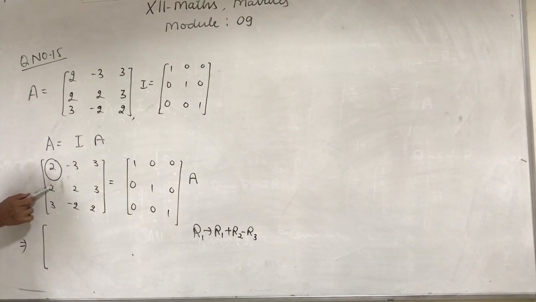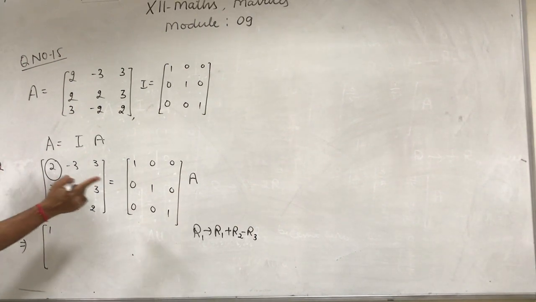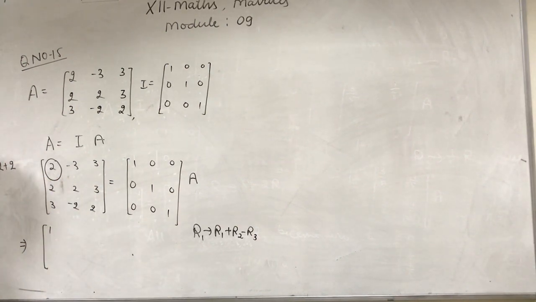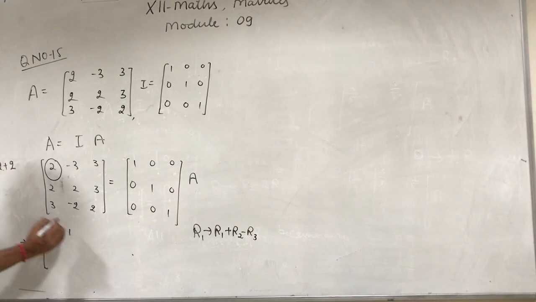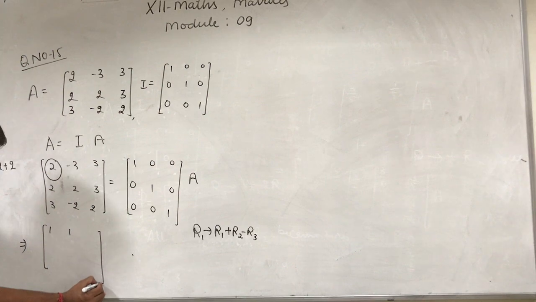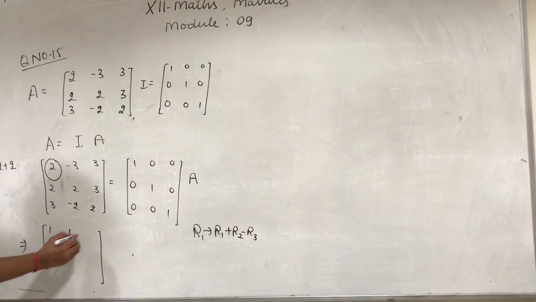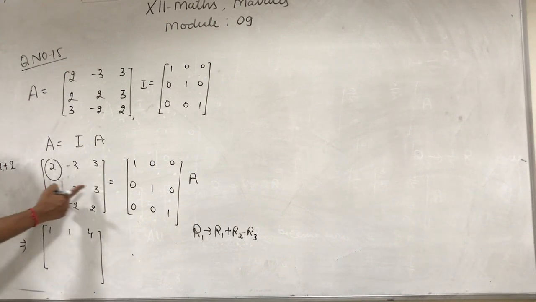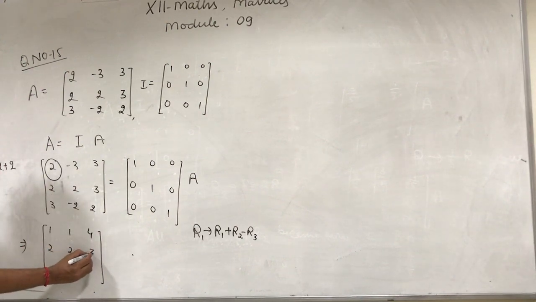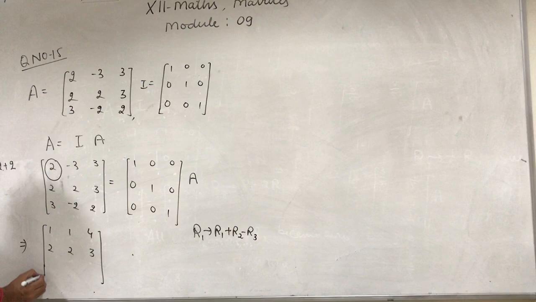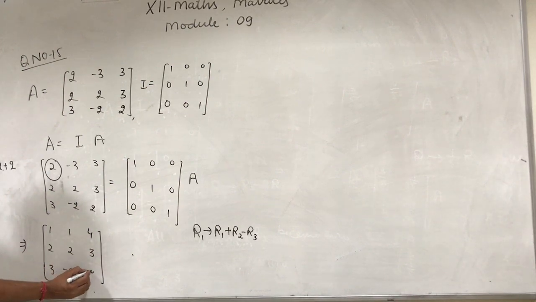2 plus 2, 4 minus 3, 1. Minus 3 plus 2, and minus means plus 2. This will become plus 2 plus 2, 4 minus 3, 1. 3 plus 3, 6 minus 2, 4. 2, 2, 3 and 3 minus 2, 2.